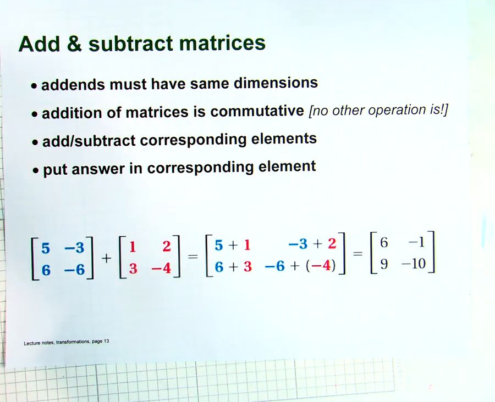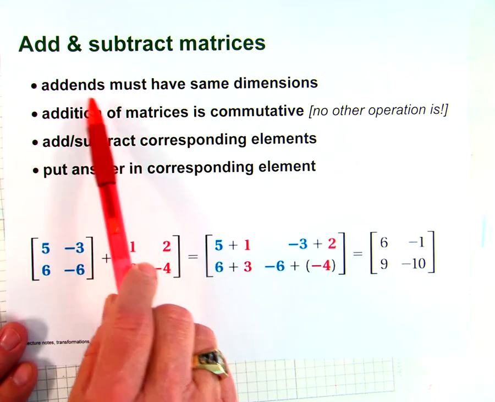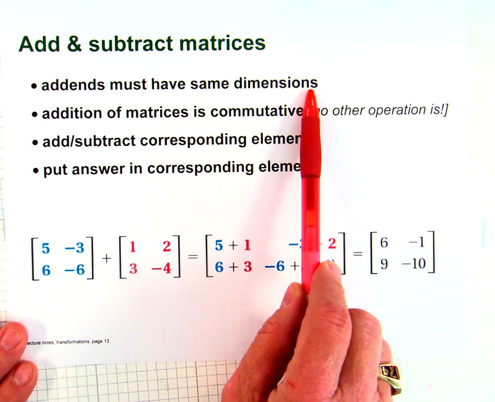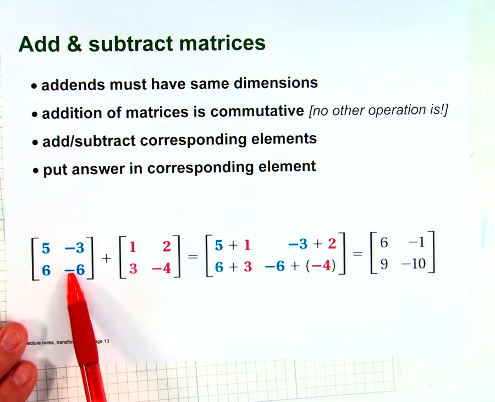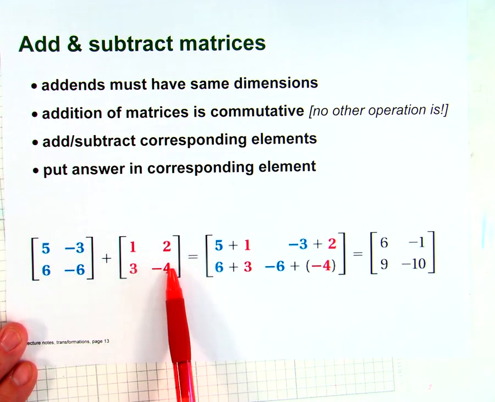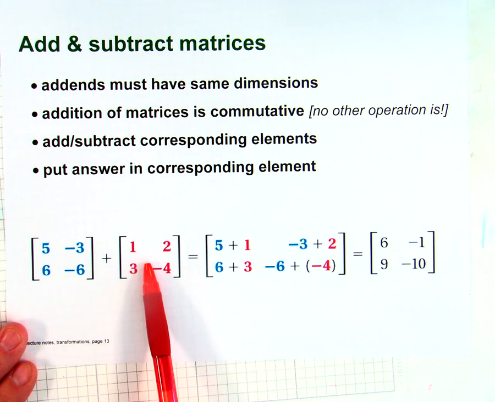Okay, adding and subtracting. The add-ins, the things that are added, must have the same dimensions. So this is a 2 by 2 matrix. This is a 2 by 2 matrix. They can be added. If they have different dimensions, you just can't do it.